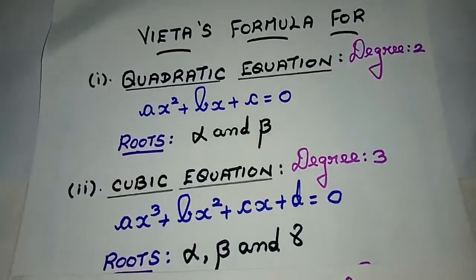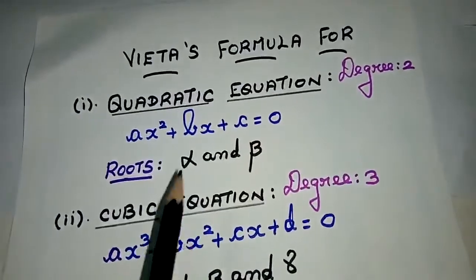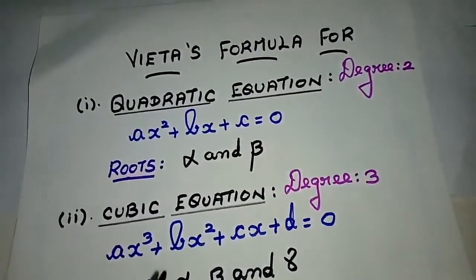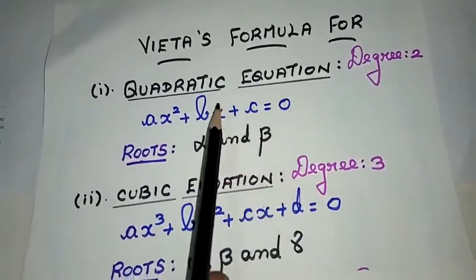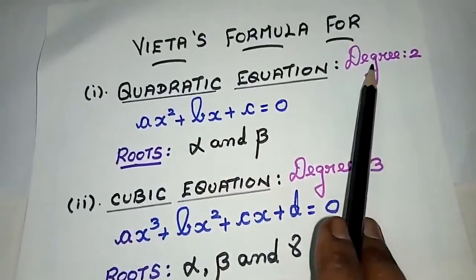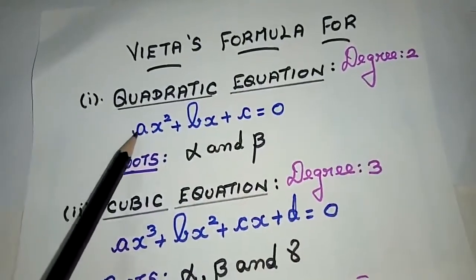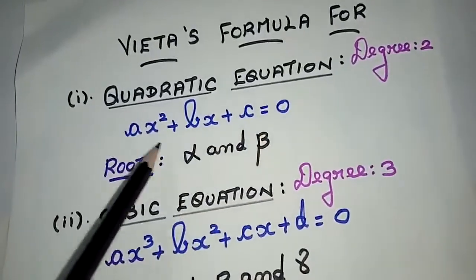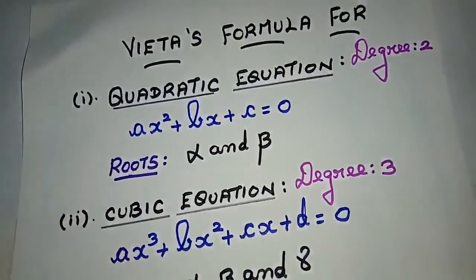Students, we are going to see Vieta's formula for three equations, that is quadratic, cubic and quartic equations. Now, what is the meaning of a quadratic equation? An equation with degree 2, that is starting with degree 2, is called a quadratic equation, that is ax square plus bx plus c equal to 0.